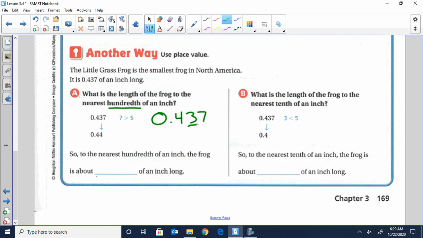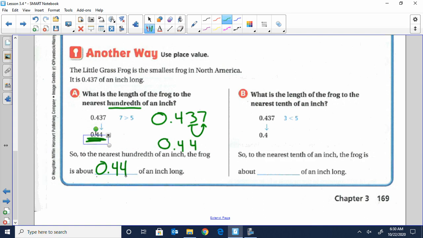So that's the 3. The 3 looks to the 7. Because 7 is bigger than 5, we're going to round the 3 up to a 4. Everything in front is going to stay the same, and everything behind will drop off. So again, 44 hundredths is rounded to the nearest hundredth.